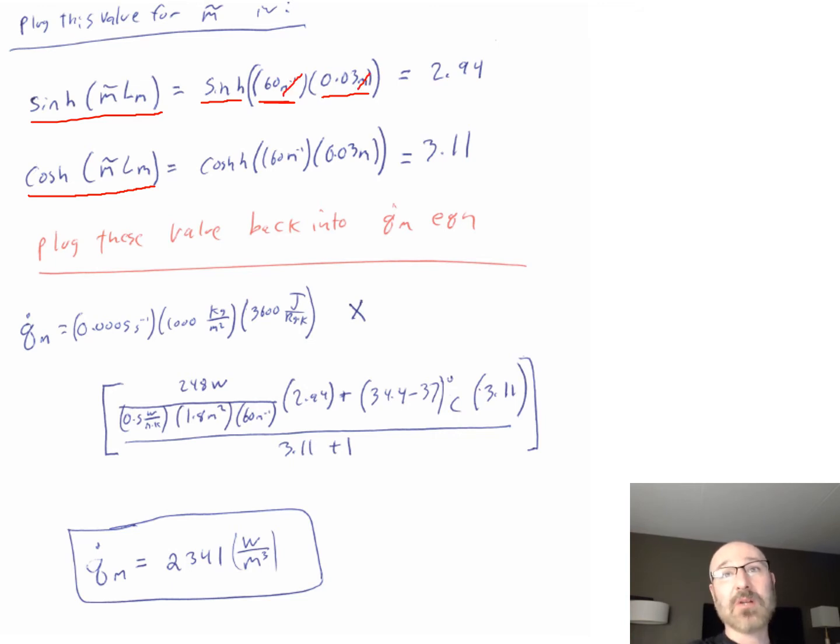So 1/meters and meters cancel right there. And I have the hyperbolic cosine, same thing, 60 and 0.03 meters. Units cancel again. When I do out the math, I end up with, for this term, a value of 2.94, and for this term, a value of 3.11.